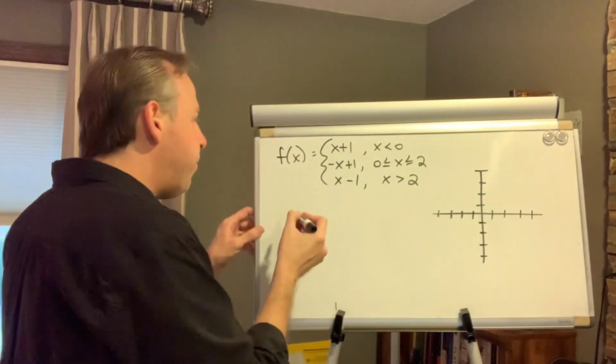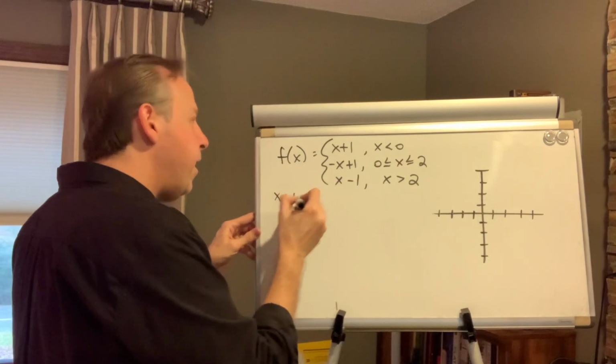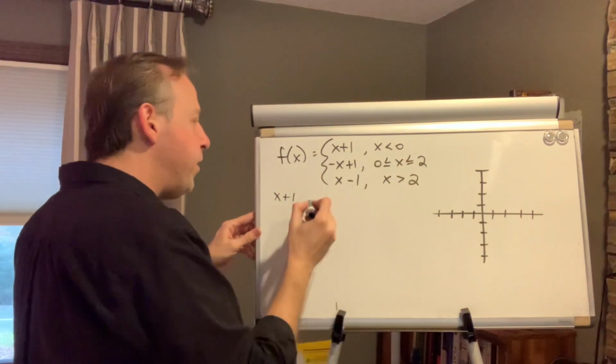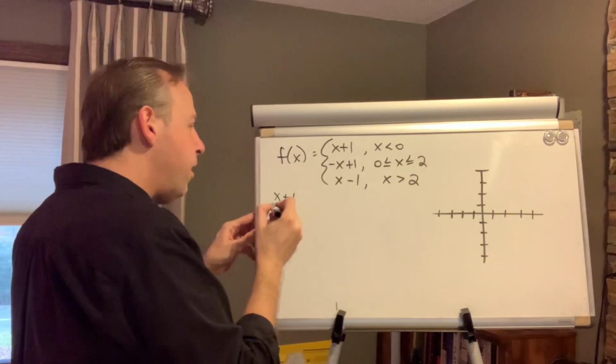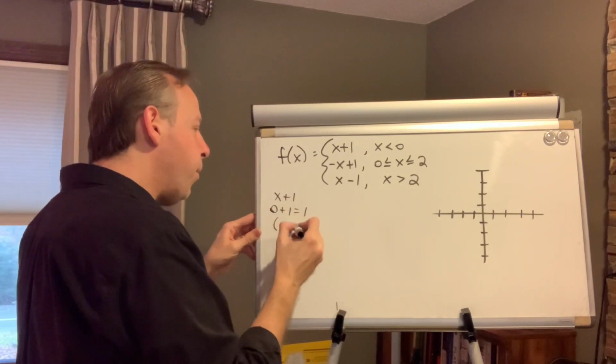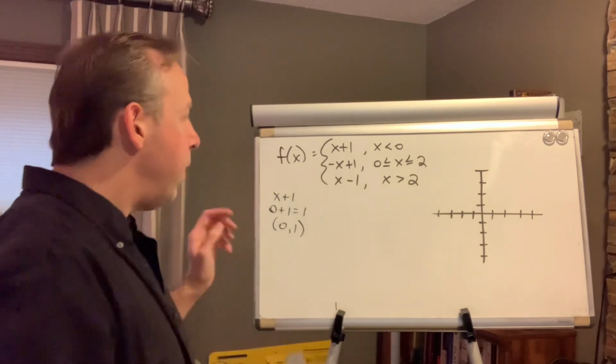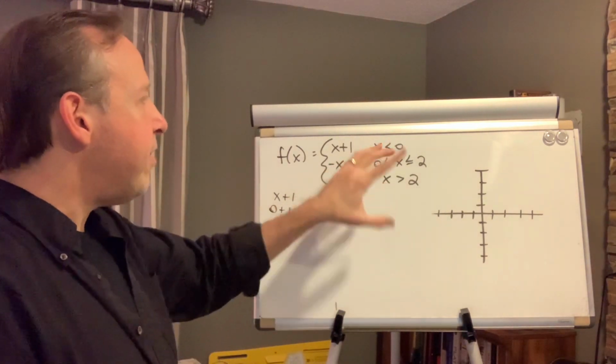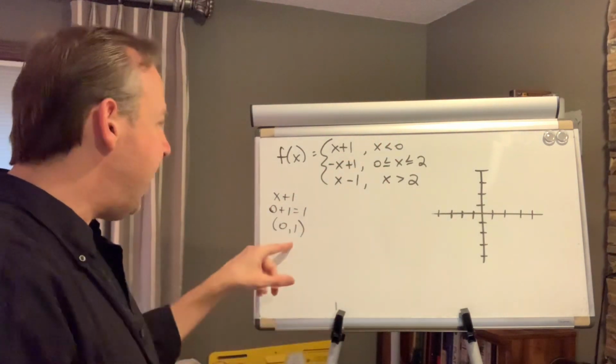I'm going to take the first piece, x plus 1. I only have the one input, which is using a 0. 0 plus 1 is 1, and that's the coordinate 0, 1. It says for x less than 0, so it's an open dot at 0, 1.